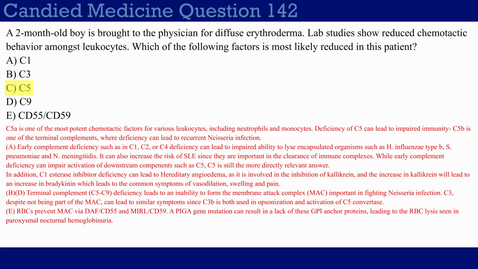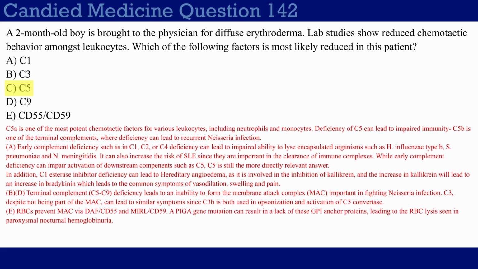And of course, you also want to know that angiotensin converting enzyme, ACE, is used to deactivate bradykinin, so you don't want to give ACE inhibitors to people with hereditary angioedema because you'll make them surge a bunch of bradykinin and you'll basically cause a flare-up, right? So choices B and D. So as I mentioned, terminal complement deficiency, which is complements 5 through 9, can lead to an inability to form the membrane attack complex, MAC, which is important in fighting Neisseria infections.